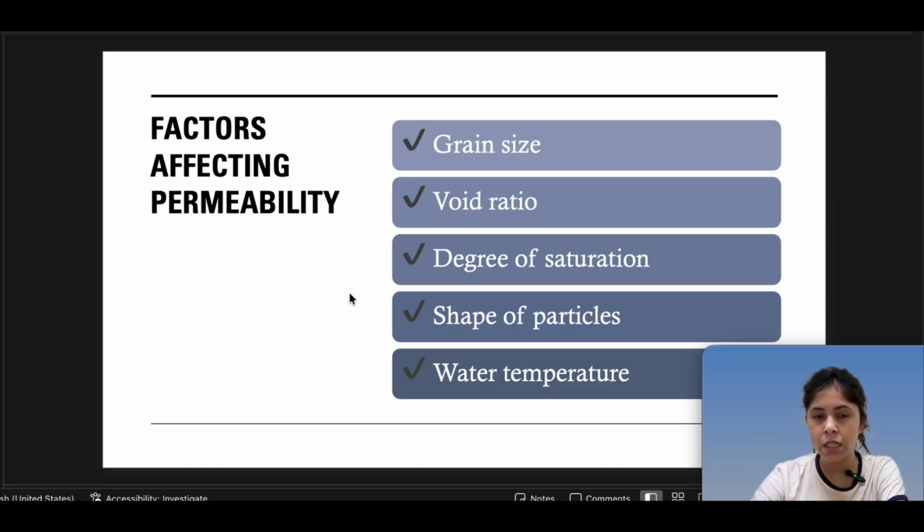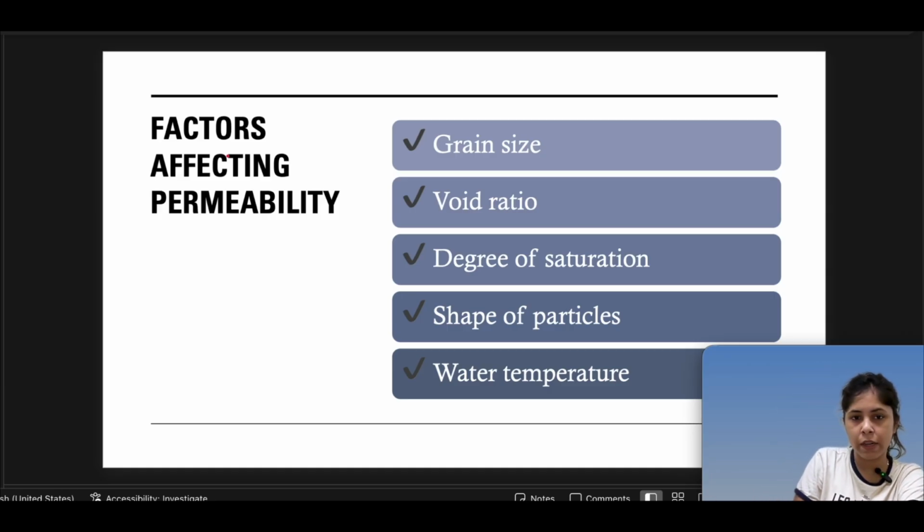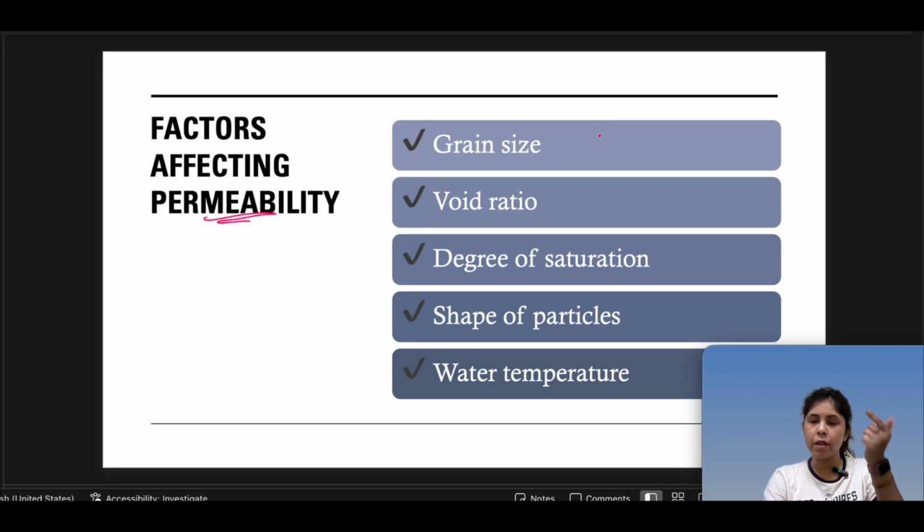We will also discuss the factors affecting permeability. First is grain size. As we just discussed, if the grain size is bigger, pores will be bigger, there will be higher chances for more interconnection, and then permeability will increase. So if grain size is more, then permeability is more.